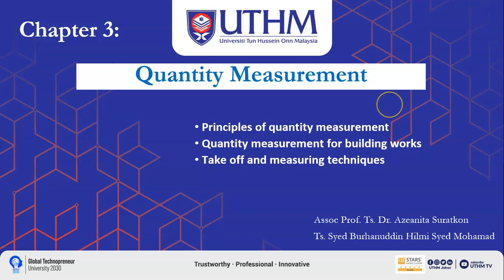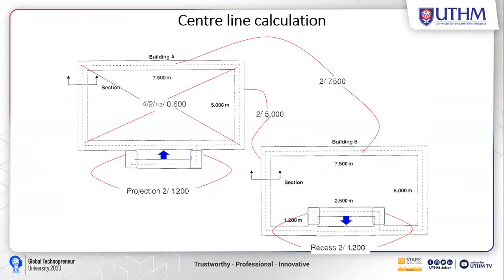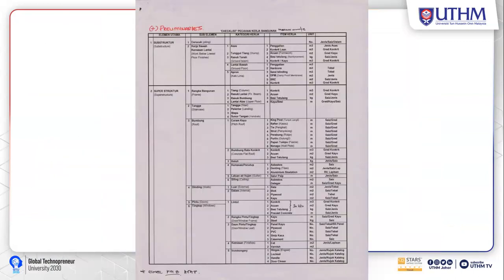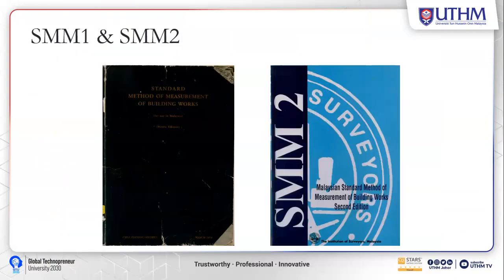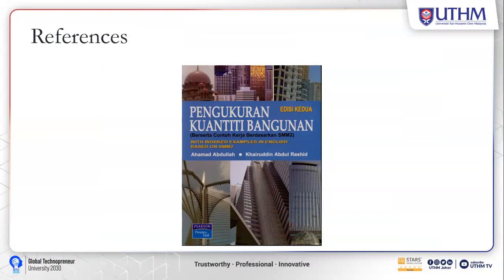We continue with our taking off calculation by using the dimension paper or the taking off sheet paper. For this discussion class, we will refer to this book, Pengukuran Kuantiti Bangunan by Ahmad Abdullah and Khairuddin Abdul Rashid.